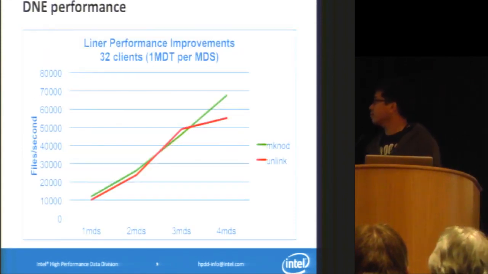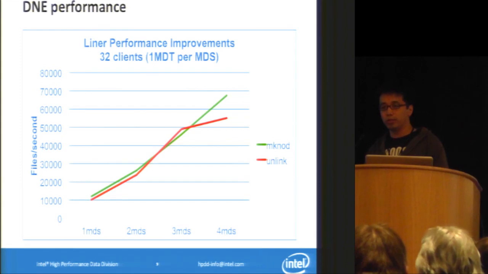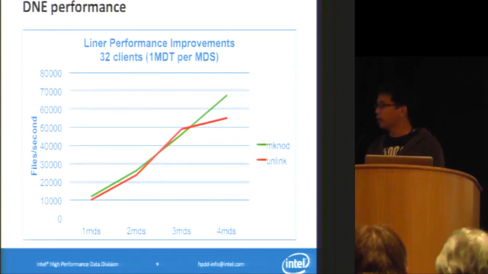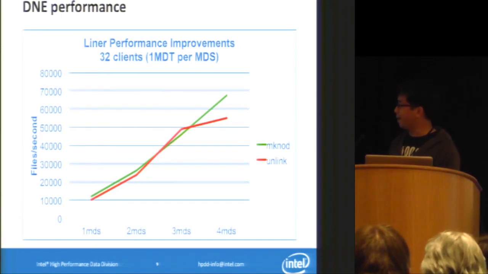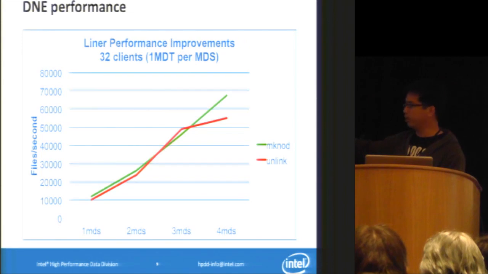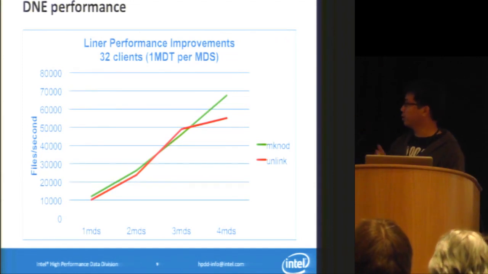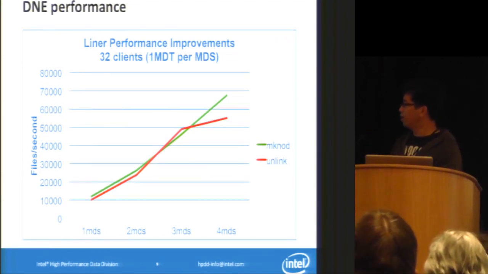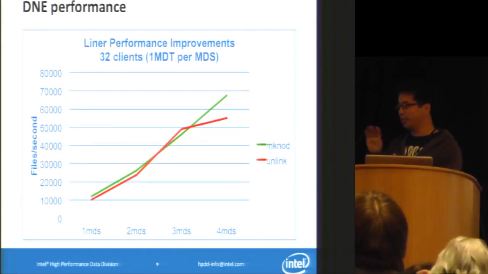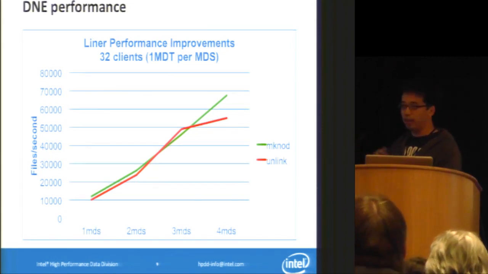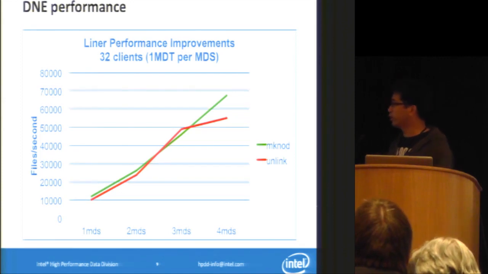Here's the performance result we just used to show the linear performance improvement with increasing the MDS or MDT count. We did this test on Hyperion, and we used 32 clients, and each client runs a single thread to create, not open-create, just create zero-stripe files and then unlink them in its own directory.